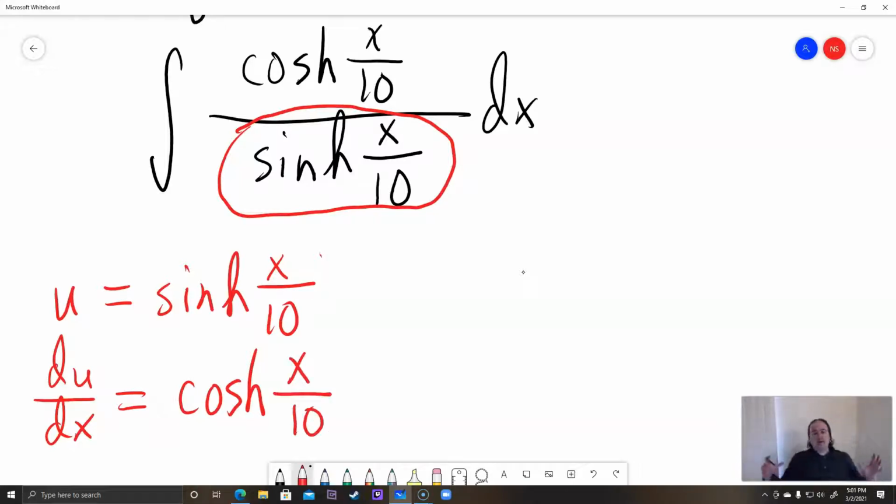That was taking the derivative of the outer function, inner left alone, and now we multiply this times the derivative of the inner function. The inner function is x over 10. So what's the derivative of x over 10? Well, the variable goes away and we're just left with 1/10. So this is going to be cosh of x over 10 times 1/10.